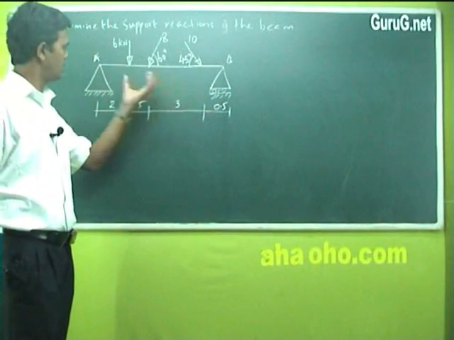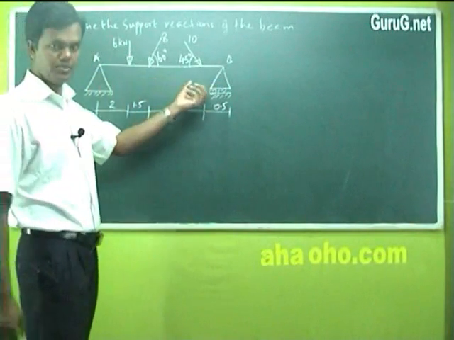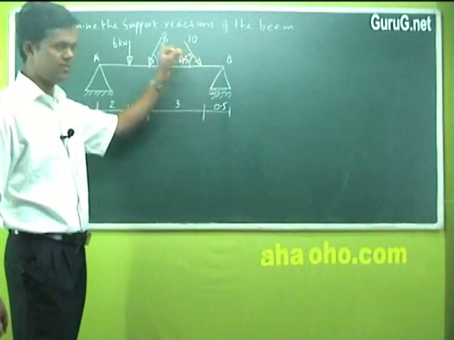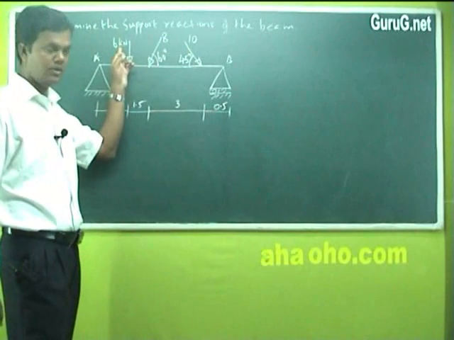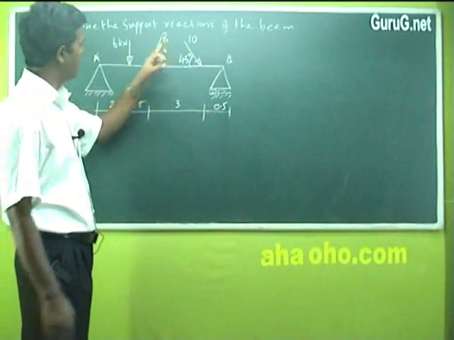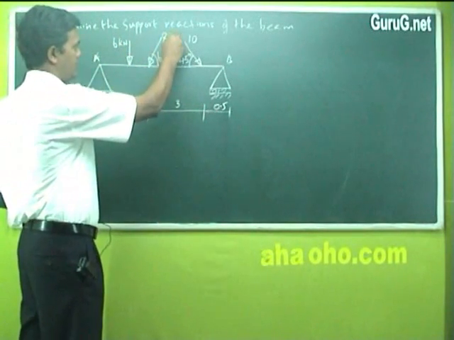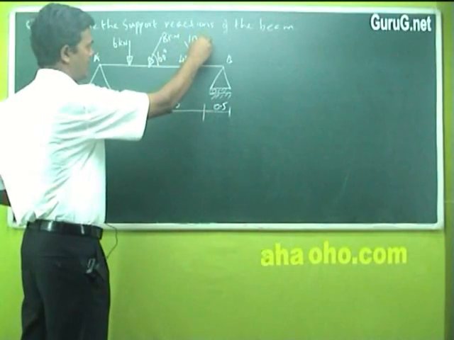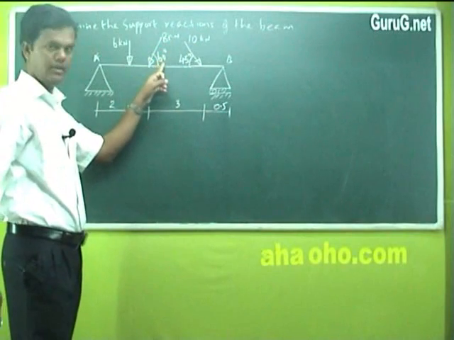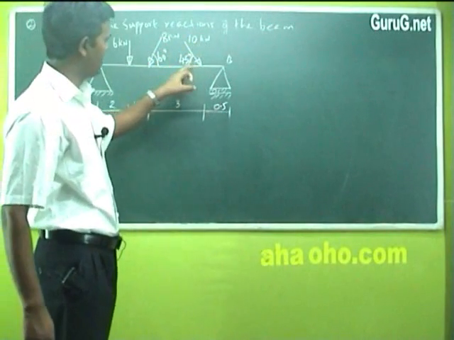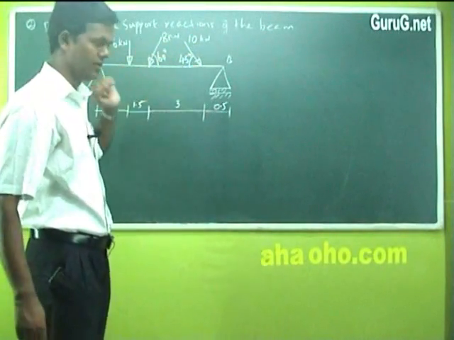So one end is a hinge support, the other end is a roller support, and you have three types of loads applied here. One is a single point load of 6 kilonewton, and the second is 8 kilonewton here, 8 kN, and 10 kilonewton. This 8 kilonewton is at an angle of 60 degrees, and 10 kilonewton is at an angle of 45 degrees. This is the nature of the load.